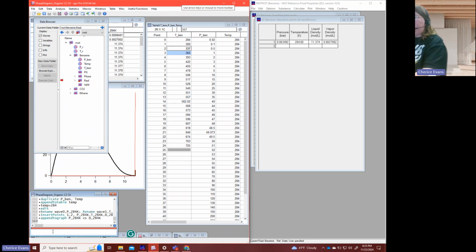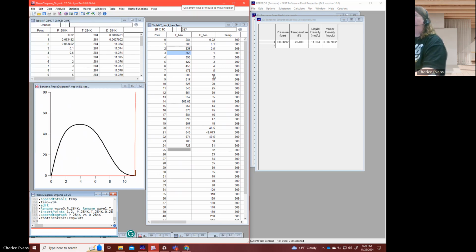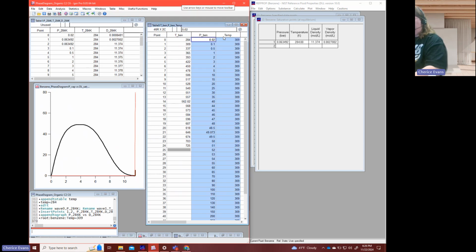So I'm in the real directory, but the temperature thing that I need to change is in the benzene directory. So now what I need to type is root:benzene:temp is equal to 309. And you'll see that changes that. And copy these two.